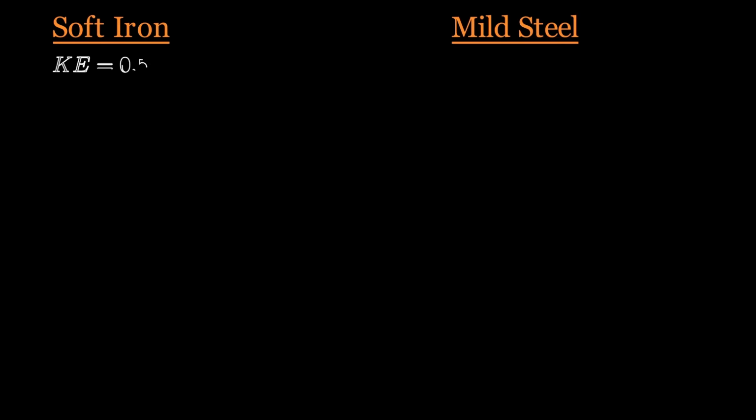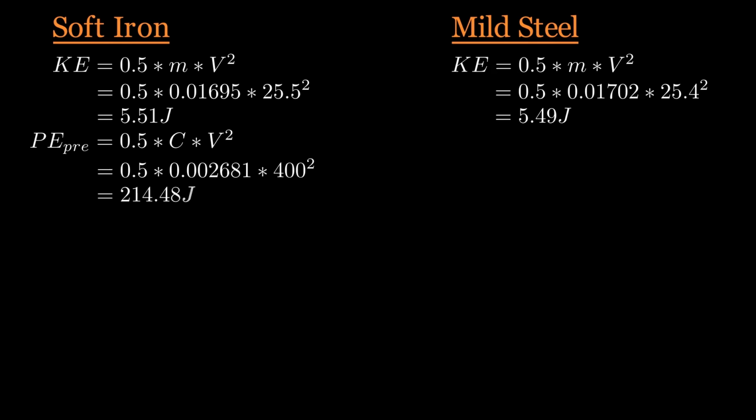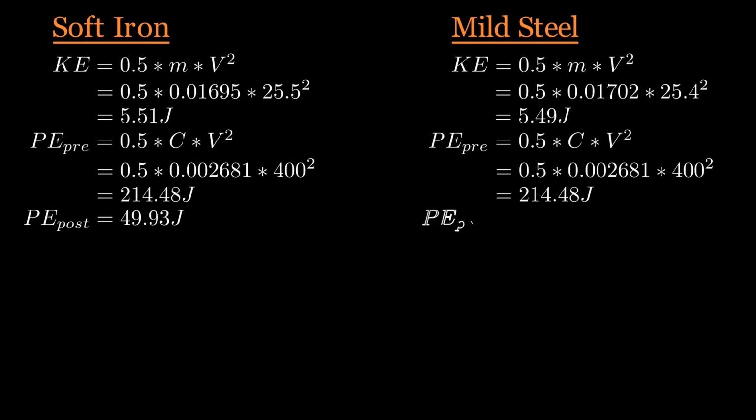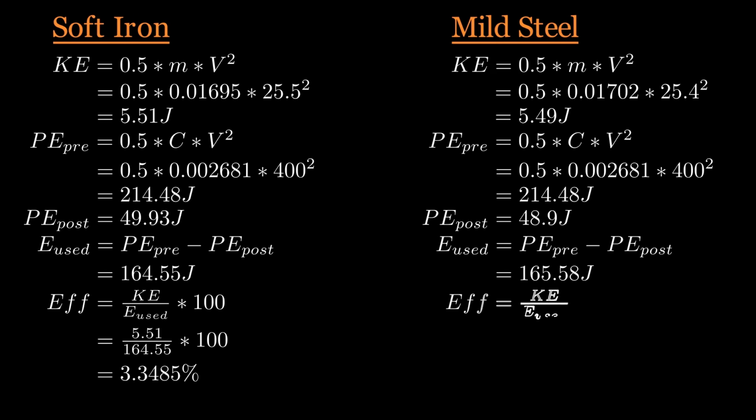This higher velocity means the projectile also has a higher kinetic energy, which leads to another benefit. Since the soft iron projectile required less energy from the capacitor bank to reach its final velocity, there was also an increase in efficiency too.